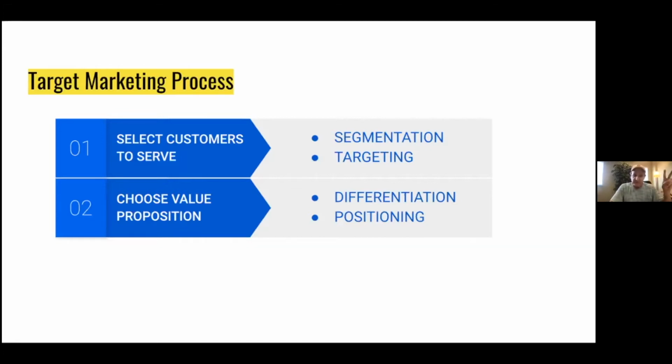The first 2 steps, where you actually segment and target, you're selecting which customers to serve. The second 2 steps, you're choosing a value proposition based on the target that you created. Now, I know this may seem simplistic, and I know this may seem obvious, but most people don't go through these 4 steps in earnest. And we're going to go through them over the next few weeks. I'm going to teach you each of these steps. And today we're going to focus on segmentation.